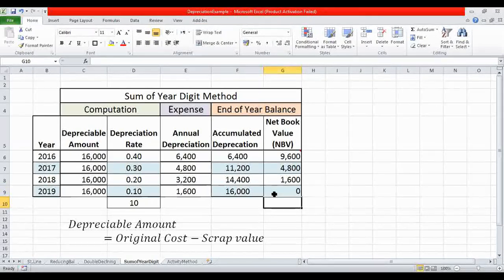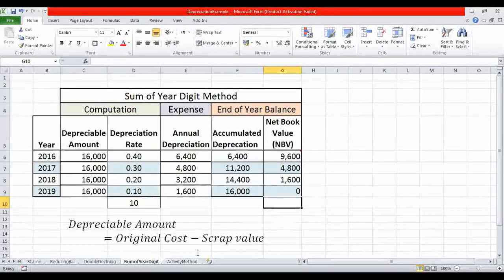Why is it giving us 0? Because we started the question with 16,000. In this case, we start with the depreciable amount, not the cost itself. So in this way, you can see that we are recording the expense and the net book value of the asset in our balance sheet. So this is the sum of year digits method.